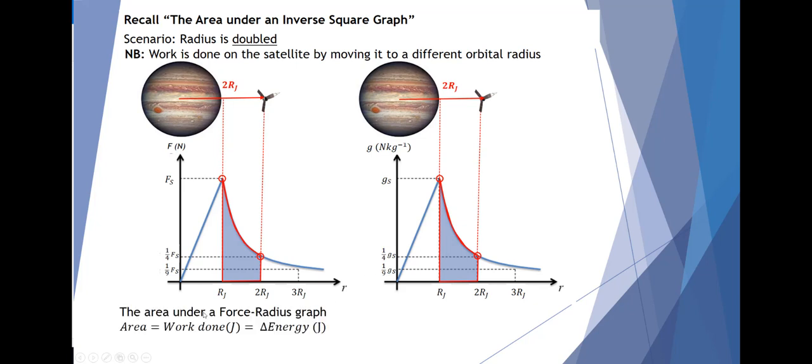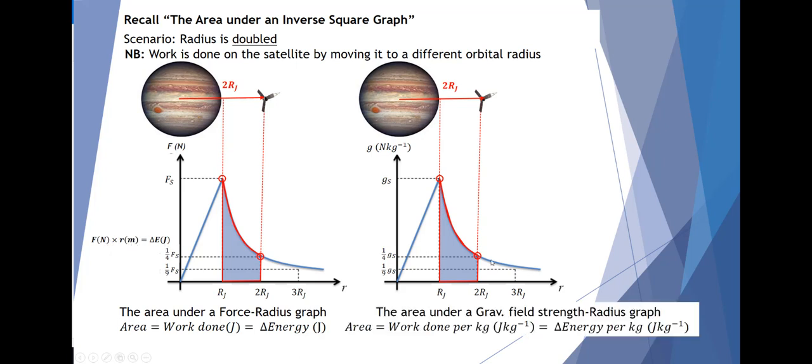So first of all, the area under a force radius graph gives you the work done or the change in energy in joules. Check the units. Force is measured in newtons, radius is measured in meters. Join them together. 1 newton meter is in fact 1 joule. On the right hand side here, the area under a gravitational field strength radius graph, not force but gravitational field strength, is equal again to the work done per kilogram of the satellite. So here we find gravity is measured in newtons per kilogram, multiplying by a radius of meters. So a newton meter is a joule, but it's multiplied by per kilogram. So this is the amount of energy per kilogram of the satellite.